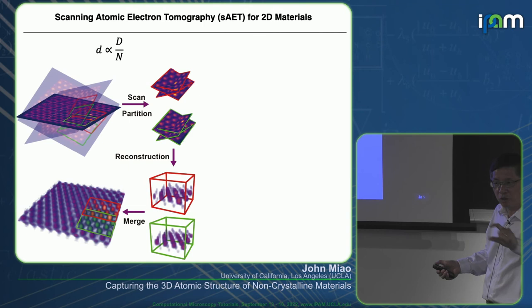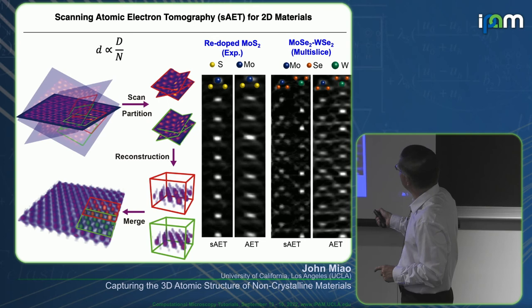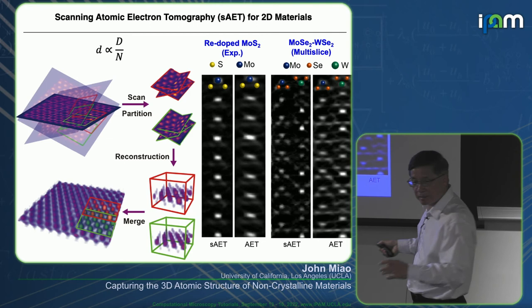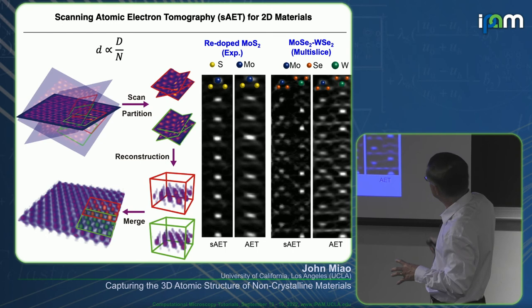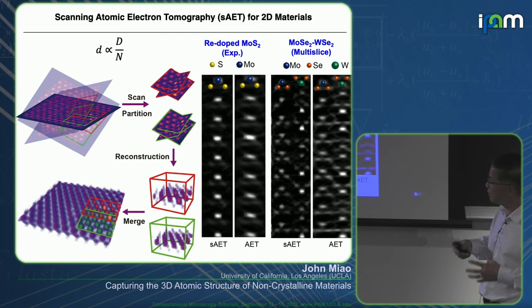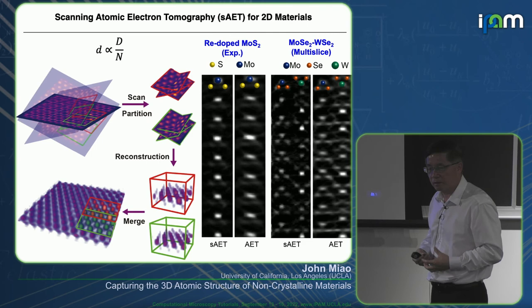Now, this is linear doped MoS2, this corresponds to molybdenum and sulfur. You can see a larger blob is larger Z, a small blob is low Z, right? And this uses conventional AET; SAET can get a better result. In SAET we just do small region reconstruction and then patch them together.